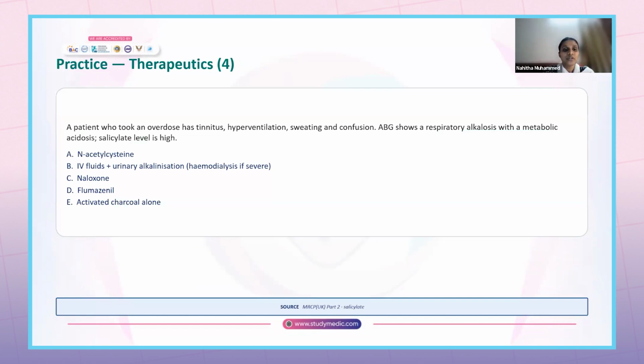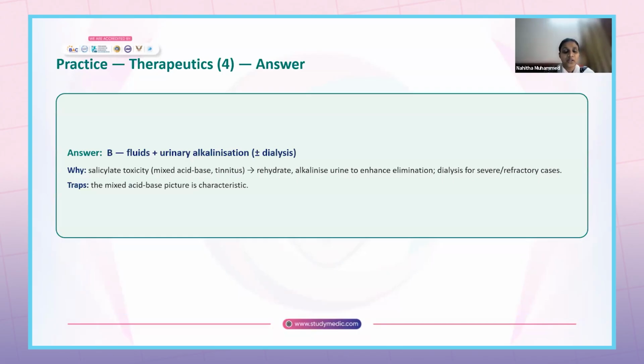A patient who took an overdose has tinnitus, hyperventilation, sweating, and confusion. There is respiratory alkalosis and metabolic acidosis. Salicylate level is high. So the answer is IV fluid plus urine alkalinization. Salicylate toxicity, there are mixed disorders, and there will be tinnitus.